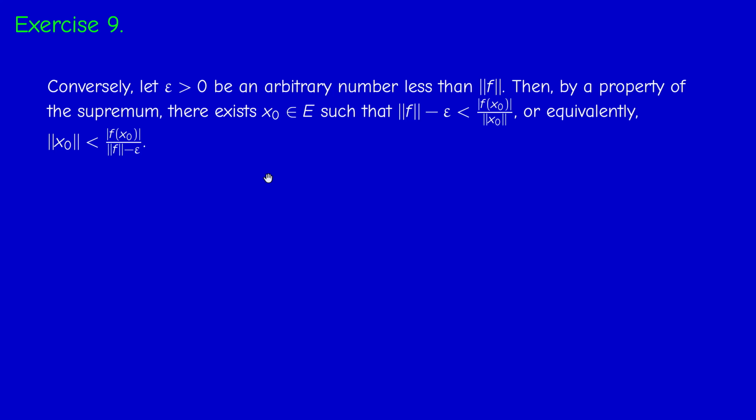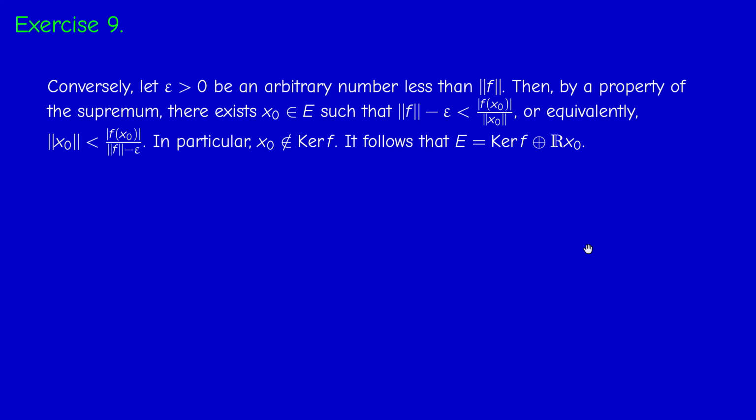Okay, so here, of course, x0 is not 0, so we can divide by the norm of x0. And since epsilon is less than the norm of f, we can divide by it. So in particular, since this is not 0, f of x0 cannot vanish. Otherwise we get norm of x0 strictly less than 0. So in particular, x0 does not belong to the kernel.